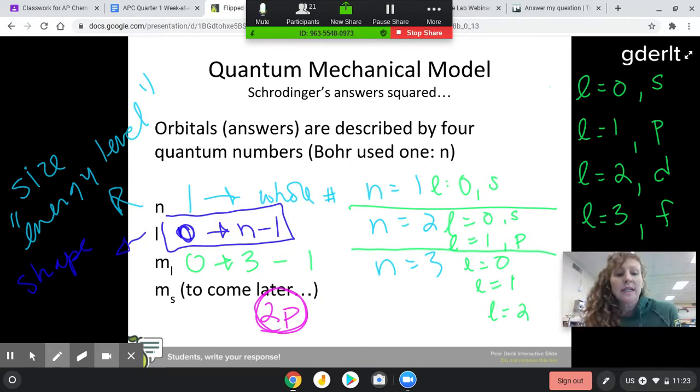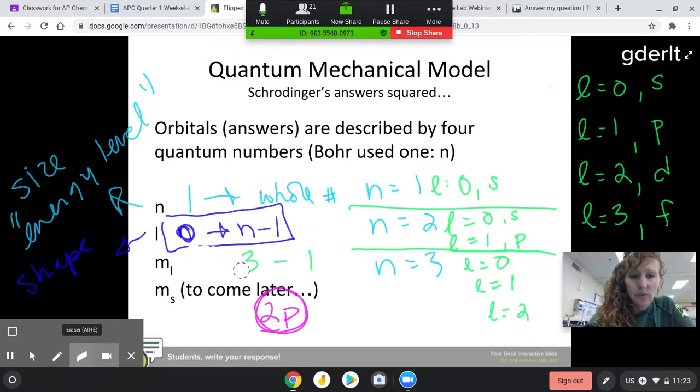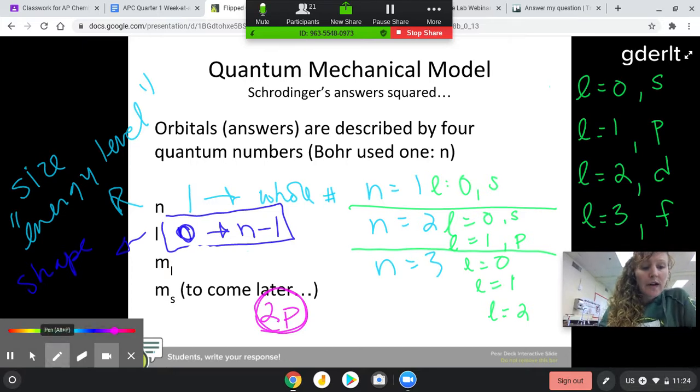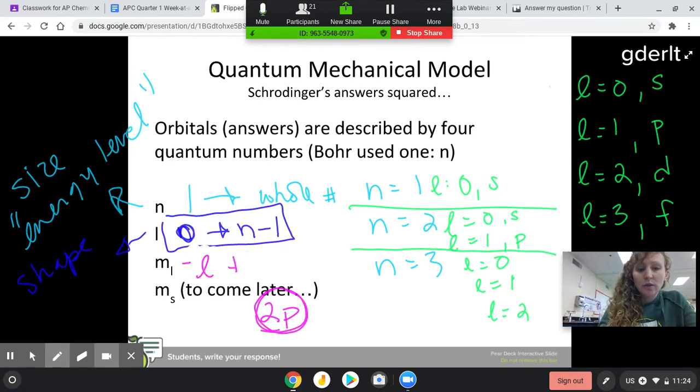Okay, so let's talk about M sub L. In order to get to orbitals, we need to talk about M sub L. So M sub L, let me erase all of this. Just like L is guided by N's, M sub L is guided by L's. So for M sub L, you can have any value from negative L to positive L.